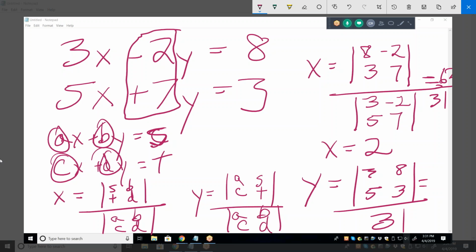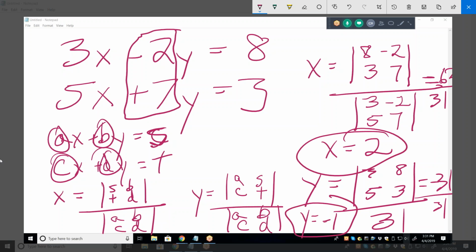So what's this numerator? What's the determinant of that? -31. 9 minus 40, -31 over 31. So the y variable is -1. Now, that's an awful lot of work to do for a system of two equations.